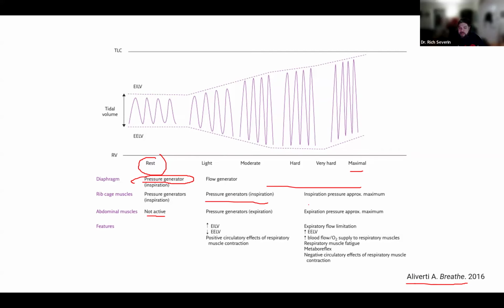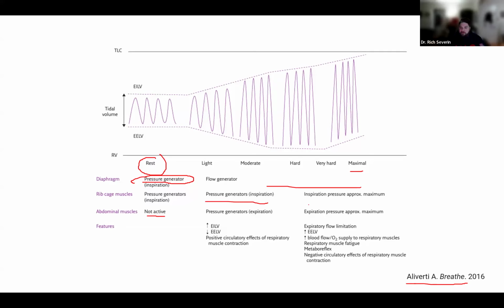So this just illustrates that the concept that the accessory muscles are unimportant or vestigial is a misnomer. They're really important. Again, at rest, the diaphragm is primarily a pressure generator. During exercise, it becomes a flow generator. That means its mechanical power is mainly expressed as the velocity of shortening rather than pressure.